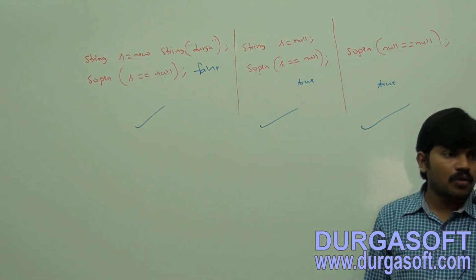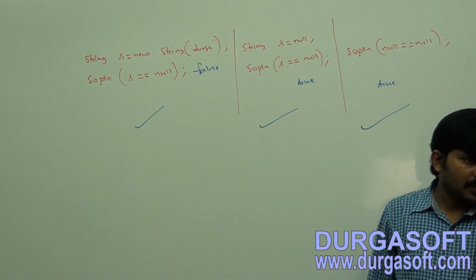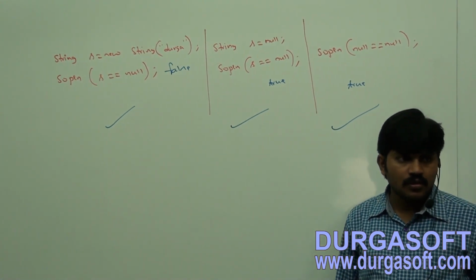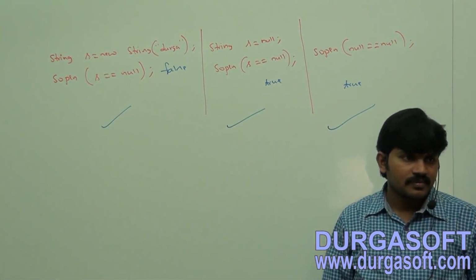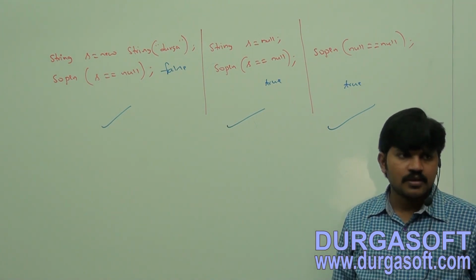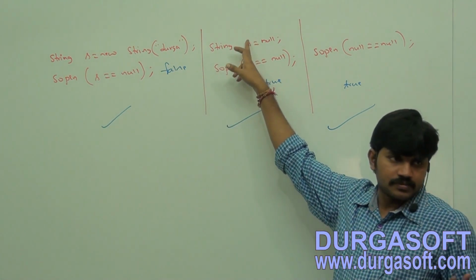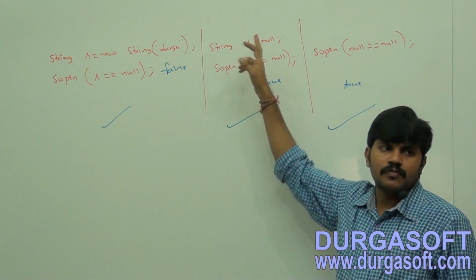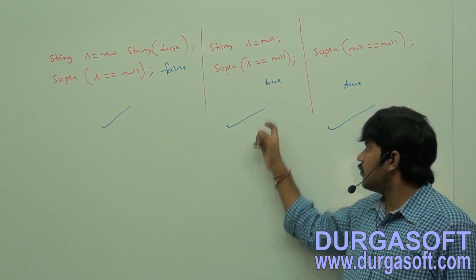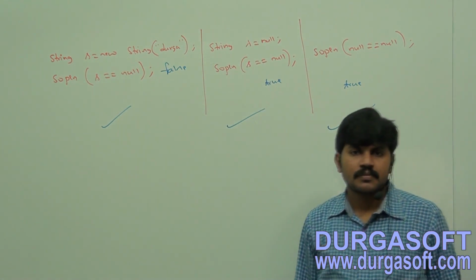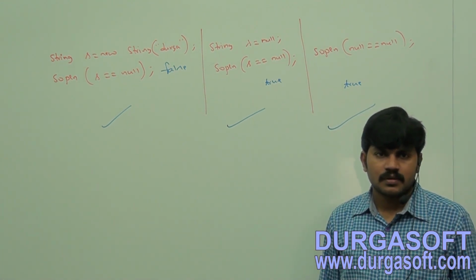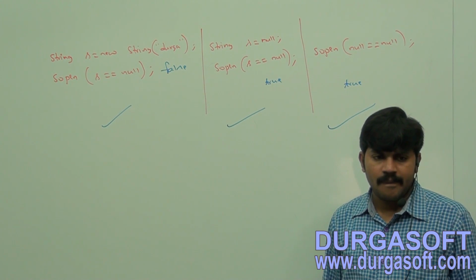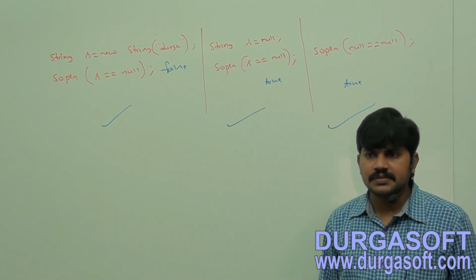If it is a local variable, we get a compile error. If it is global, the default value for s is null. If it is a static variable, the default value for string type is null, so we will get true only. Completed, right?